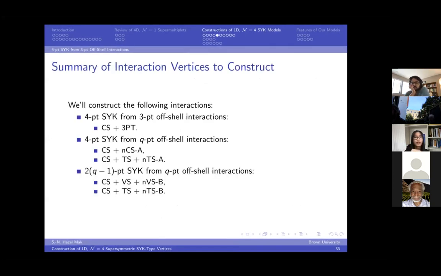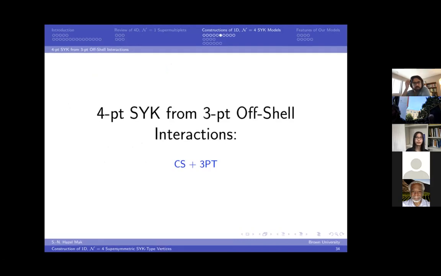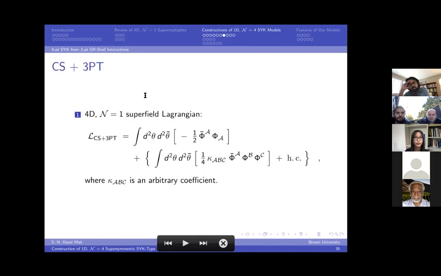And this is a summary of all the interaction vertices we construct. We construct them from 3 different methods, and I will talk about each of them briefly. So the first thing we did is we construct 4-point on-shell SYK from 3-point superfield Lagrangians, and this one is done entirely by chiral superfields. This model we call CS plus 3-point.